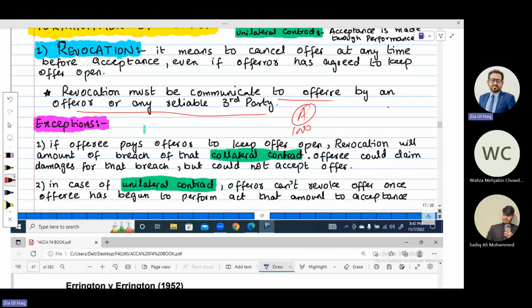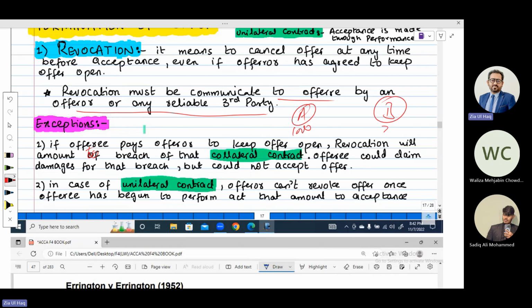So Mr. B has to accept the offer. But Mr. B said, okay, keep this 200 with you and give me a time of 1 week. I will buy from you. So if the offeree pays the offerer to keep the offer open, revocation will amount to breach of that collateral contract.